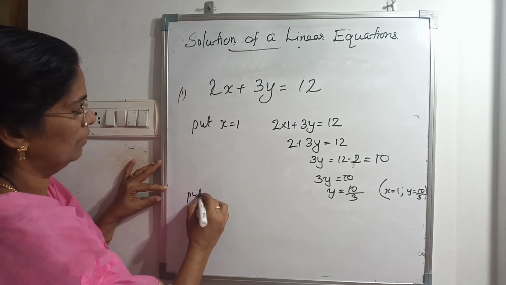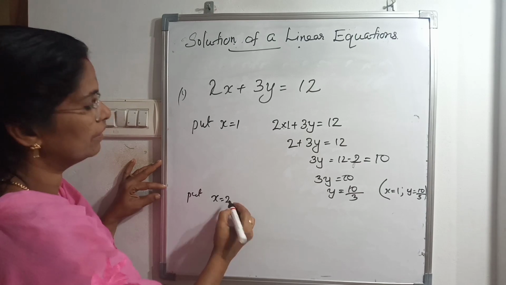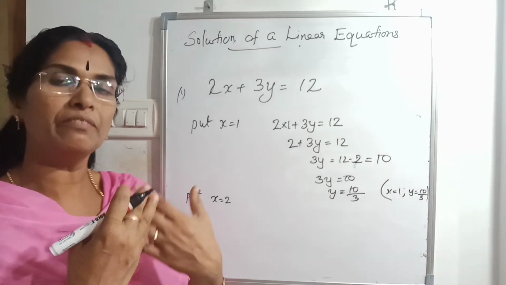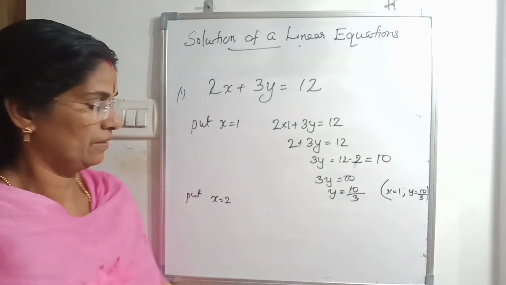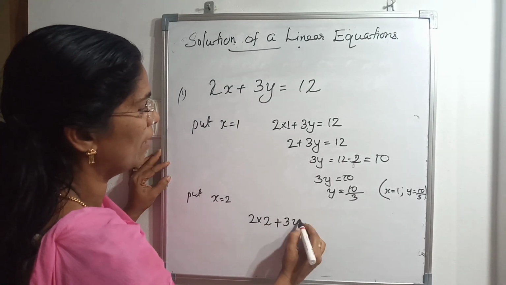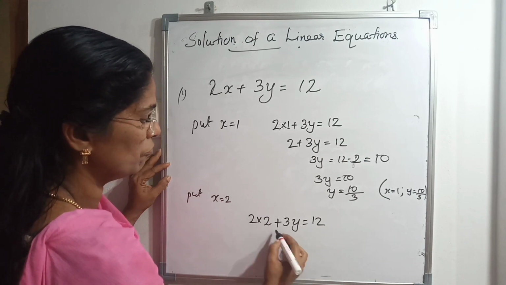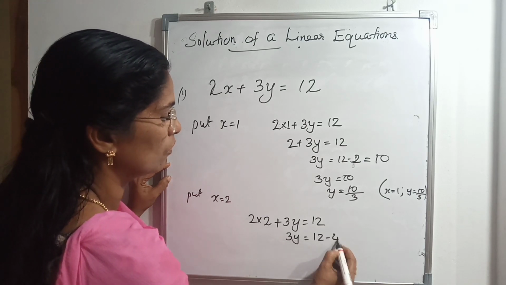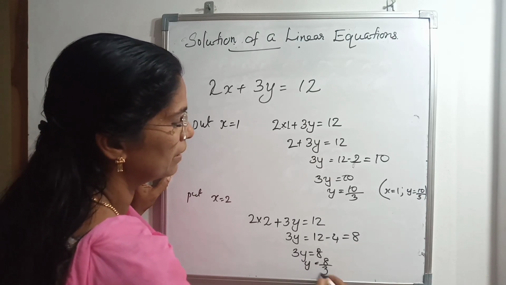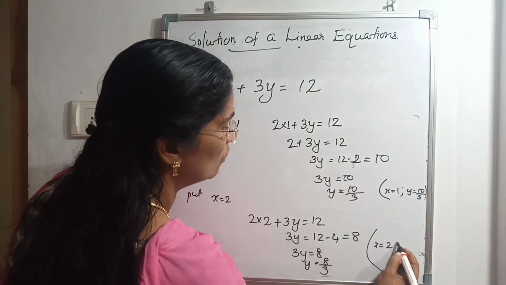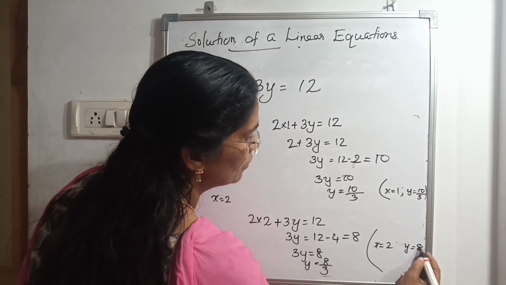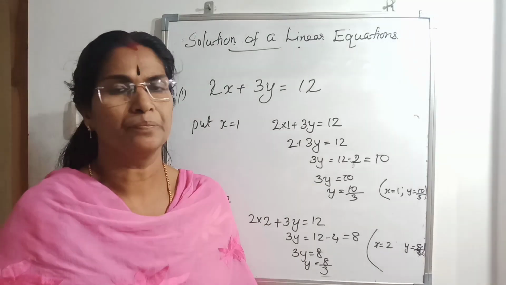And another one, put x equal to 2. We can substitute many values. You will get the corresponding values of y, or when we are substituting values of y, we will get the corresponding values of x. Okay, x equal to 2. 2 into 2 plus 3 into y equal to 12. It becomes 4. So 3y equal to 12 minus 4, that is equal to 8. 3y equal to 8. Then y is equal to 8 by 3. We can write x equal to 2, then y equal to 8 by 3. It is very important to study these values.